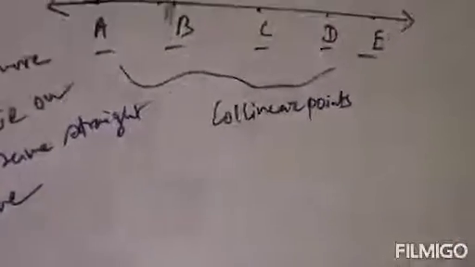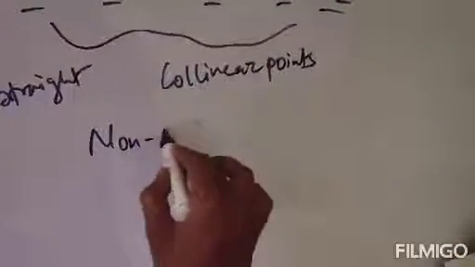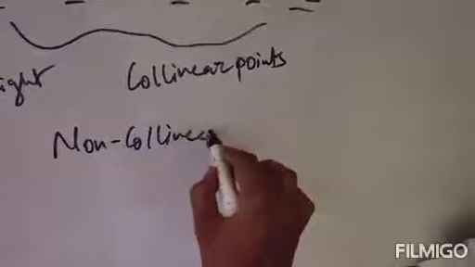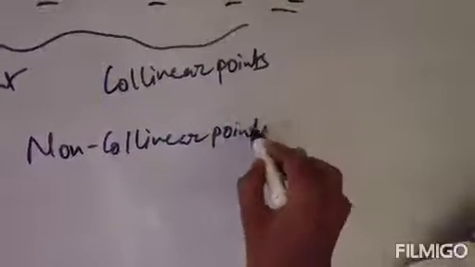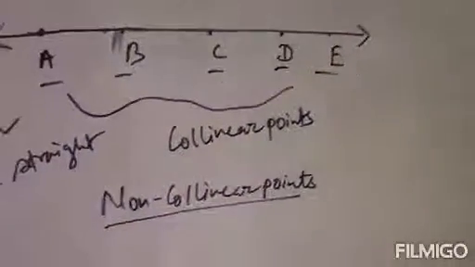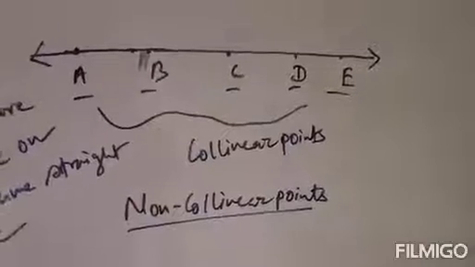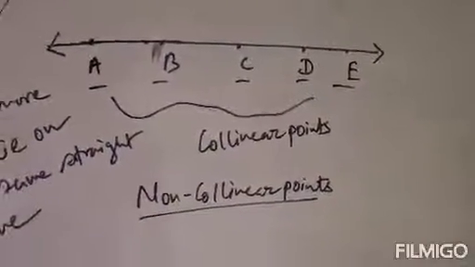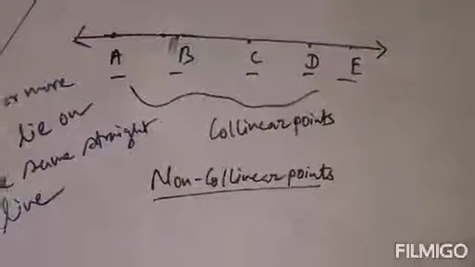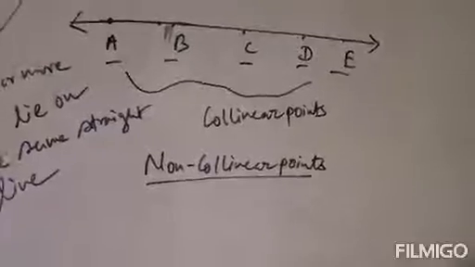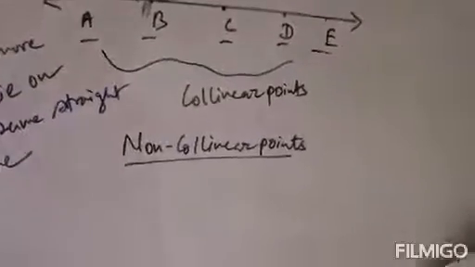Now what are non-collinear points? When some points are not lying on the same straight line, when the points are not lying on the same straight line, then they are said to be non-collinear points.